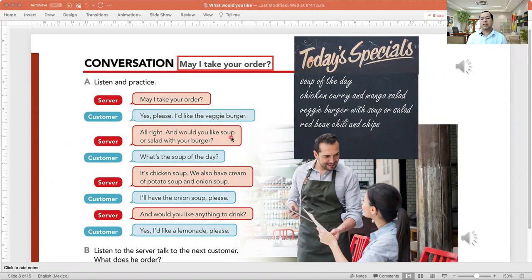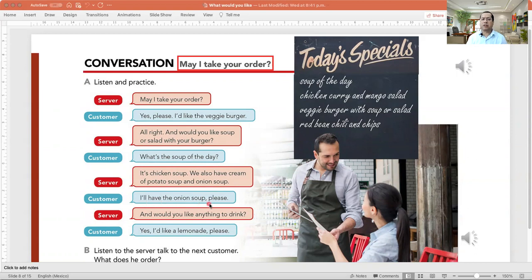And would you like soup or salad with your burger, right? ¿Quiere sopa? ¿Le gustaría comer sopa o ensalada con su hamburguesa? What's the soup of the day? ¿Cuál es la sopa del día? It's chicken soup, right? It's sopa de pollo. We also have cream of potato soup and onion soup, right? So también tenemos crema, sopa de crema de papas or sopa de cebolla.